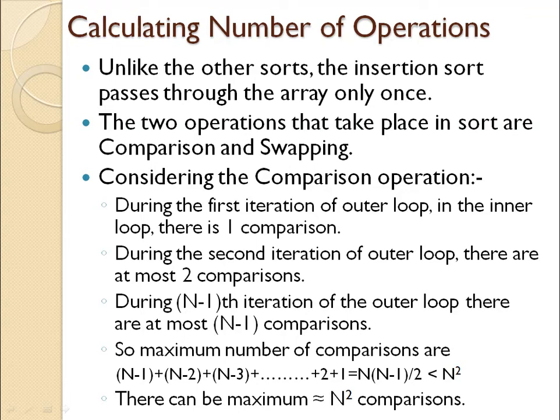During the first iteration of the outer loop, in the inner loop there is only one comparison. During the second iteration, there will be 2 and so on, and the last will be n minus 1 comparisons. So the maximum number of comparisons will be n minus 1 plus n minus 2 and so on, the same as 1 plus 2 plus 3 up to n minus 1. That is the summation of n minus 1 elements, so n into n minus 1 by 2, and it is less than n square. So there can be a maximum of n square comparisons in insertion sort.